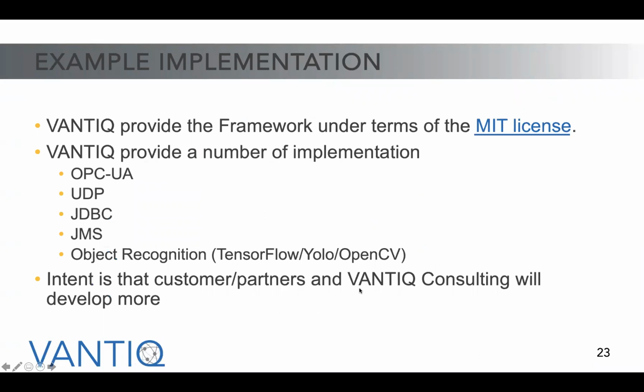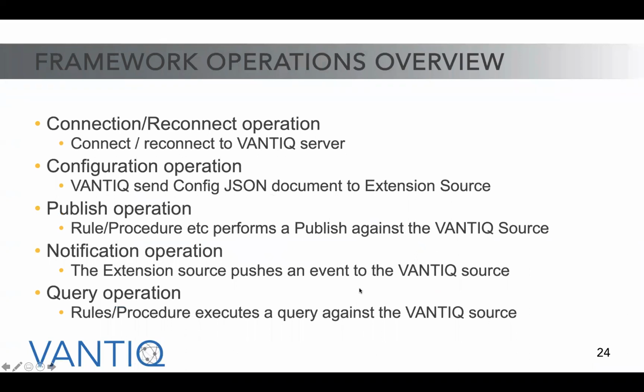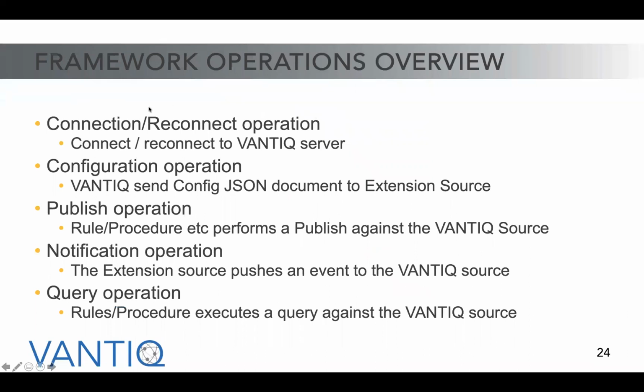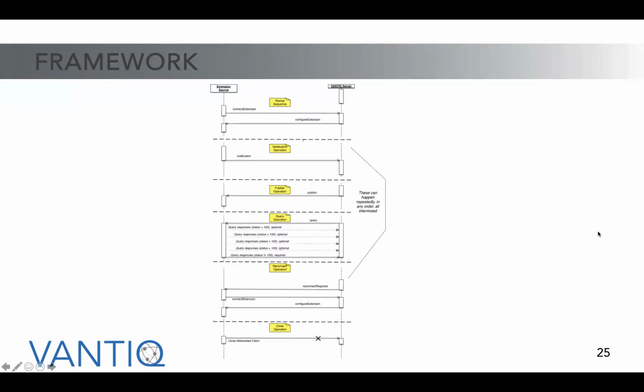So I'm not gonna be doing a very long discussion here, but the idea is that you have a connection or reconnection whenever it detects that it has been disconnected from Vantiq. You have the configuration, you have the publish when you publish something back to Vantiq. You have the query operation whenever Vantiq queries something back from the server to the extension source, and you have the notification when you push an event back to Vantiq. So this is a diagram of how it works. It's also available in the Vantiq GitHub.